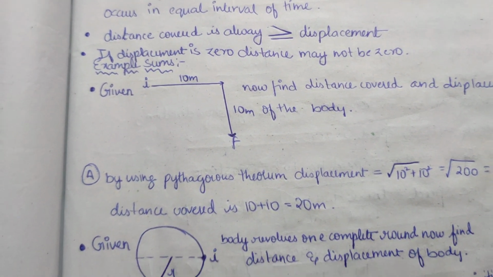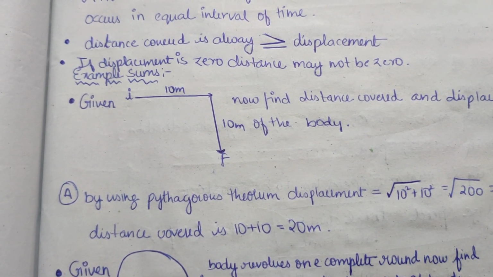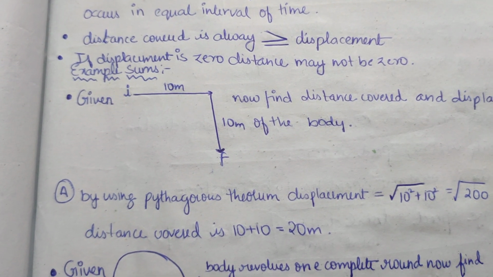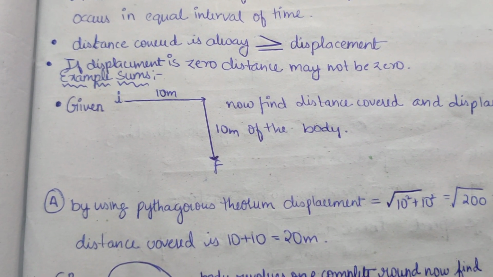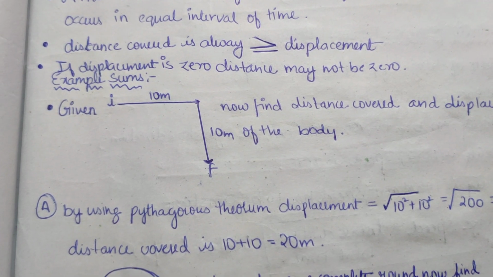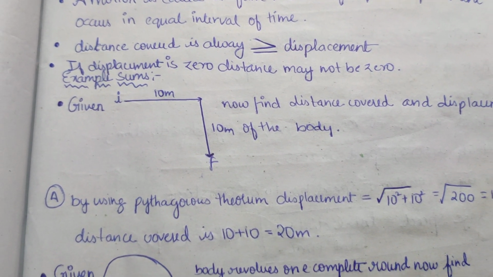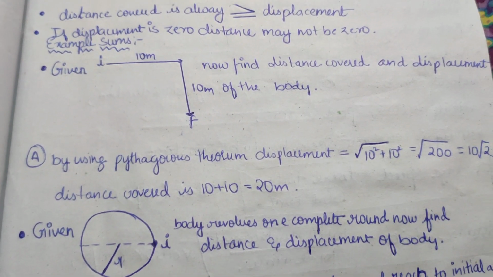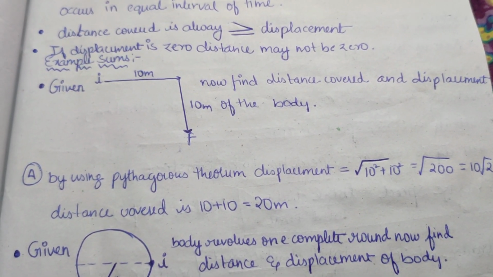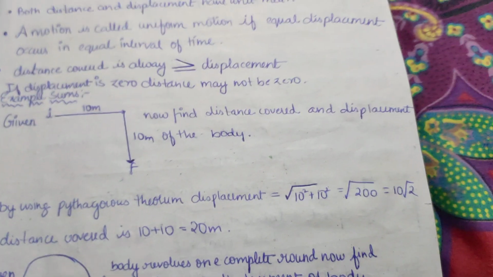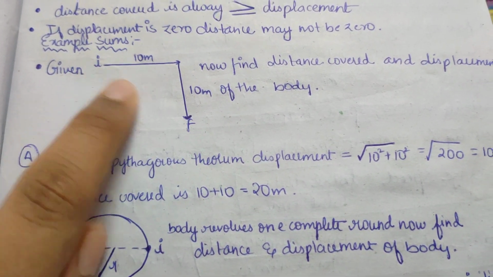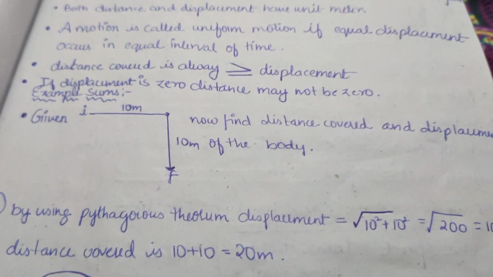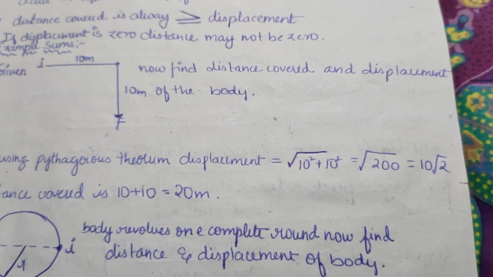Now example sums. First, here you can see, the body is moving towards the east for 10 meters. Then it turned south for 10 meters. Now find the distance covered and displacement of the body. Distance is nothing but 10 plus 10, 20 meters, whereas displacement is the shortest distance, from I to F. Using Pythagoras theorem, root of 10 square plus 10 square equals root 200, or we can write 10 root 2.